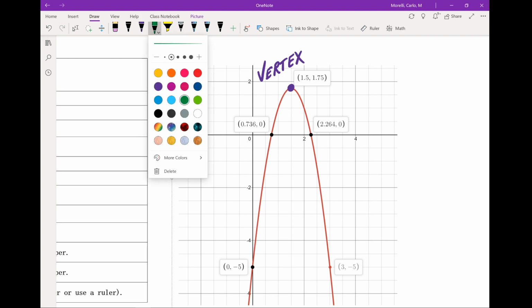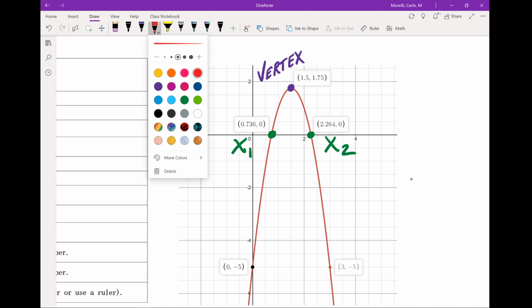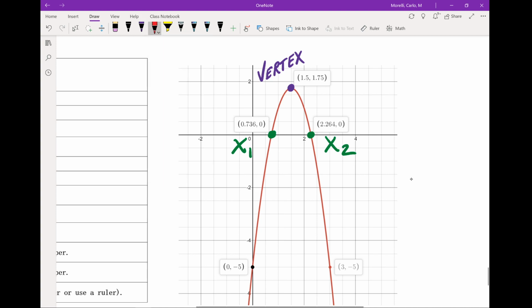Vertex. X1. X2. Y-intercept. Point of reflection. And then axis of symmetry.